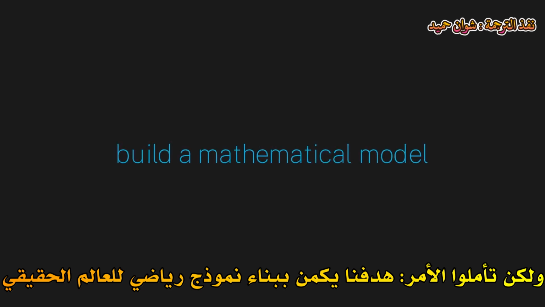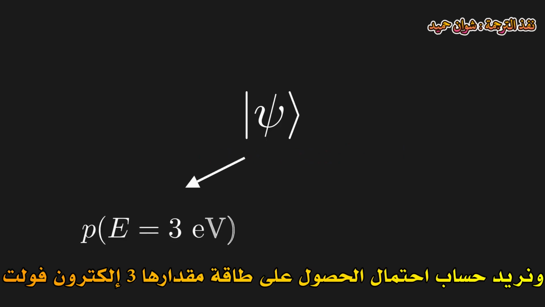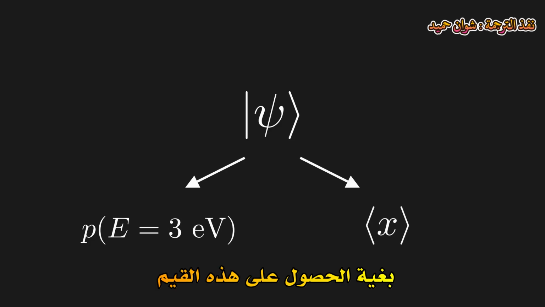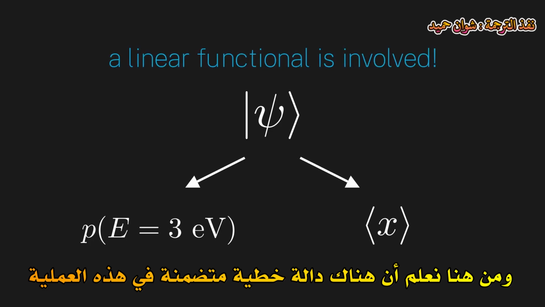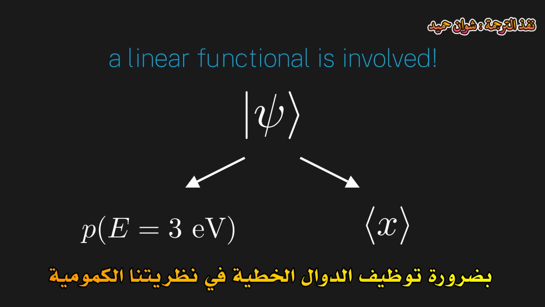Now, I remember when I first learned about functionals in the dual space, I thought it was unnecessary for quantum physics. But think about it. Our goal is to build a mathematical model for the real world, and in the end, we want to be able to extract values and predictions from it. For example, given our quantum state, say we want the probability of getting an energy of 3 electron volts. Or, say we want the average position we expect in this state. To get these, we have to go from quantum state to number. And so we know that a linear functional is involved here somewhere. So hopefully you're convinced that we have to use linear functionals in our quantum theory.